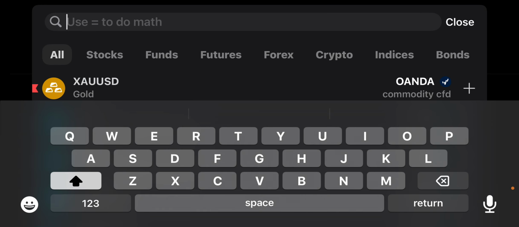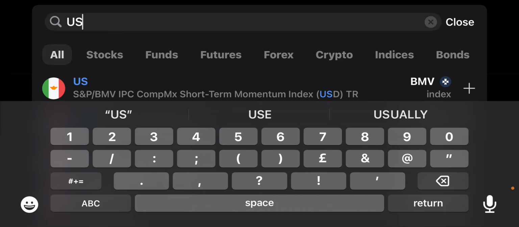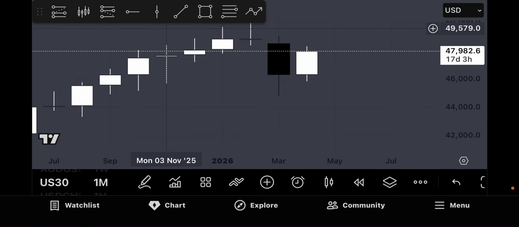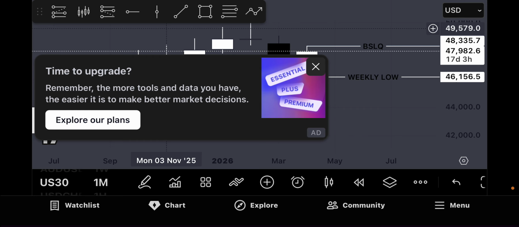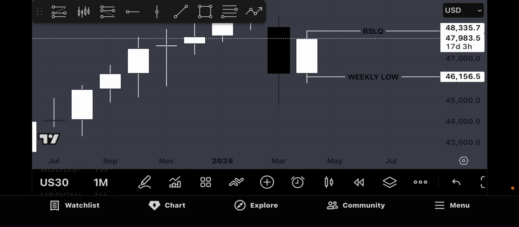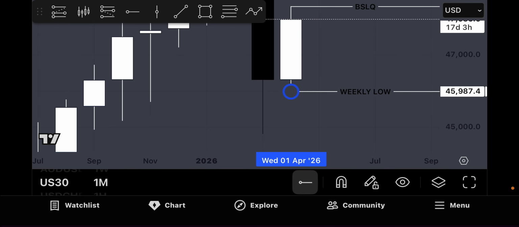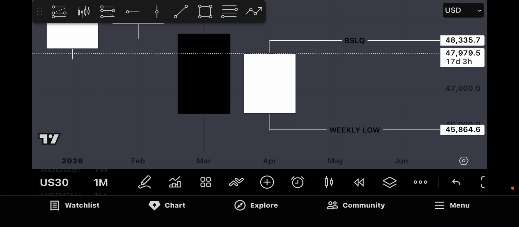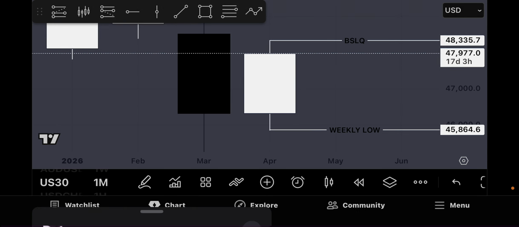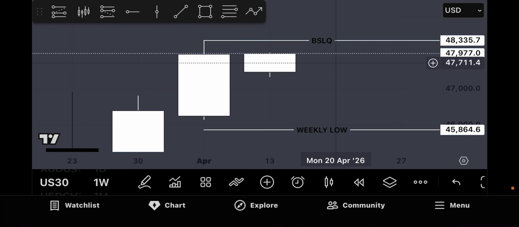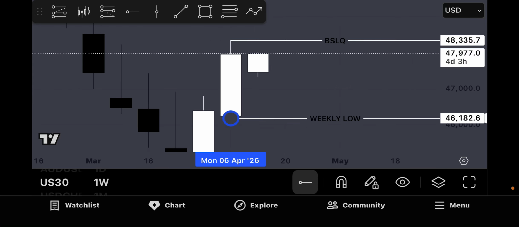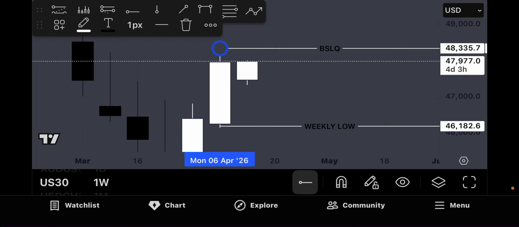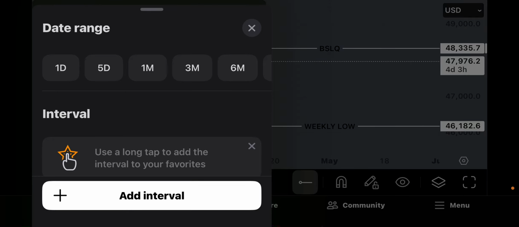So let me also check one index, which is US30. On US30 for this week, I'm going to analyze afresh, but I already marked. I'm going to analyze a scalp instead of a swing. So let me go to the weekly. Previous week's low, not this week. Previous week's low, and this buy side liquidity is also the high, the previous week's high.